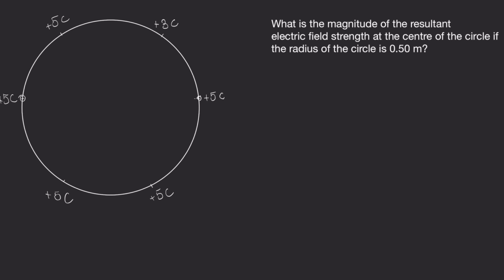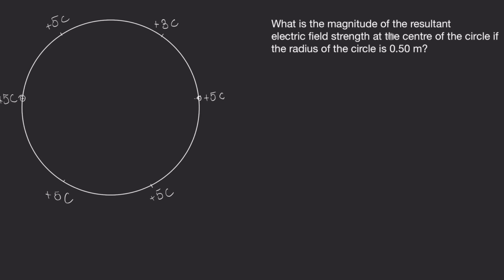Another type of problem that appears quite often is a geometric shape with some charges on it. So for instance, we're given a circle and we need to figure out the resultant electric field at the center of the circle if the radius is 0.5 meters. So first we need to look at symmetry.